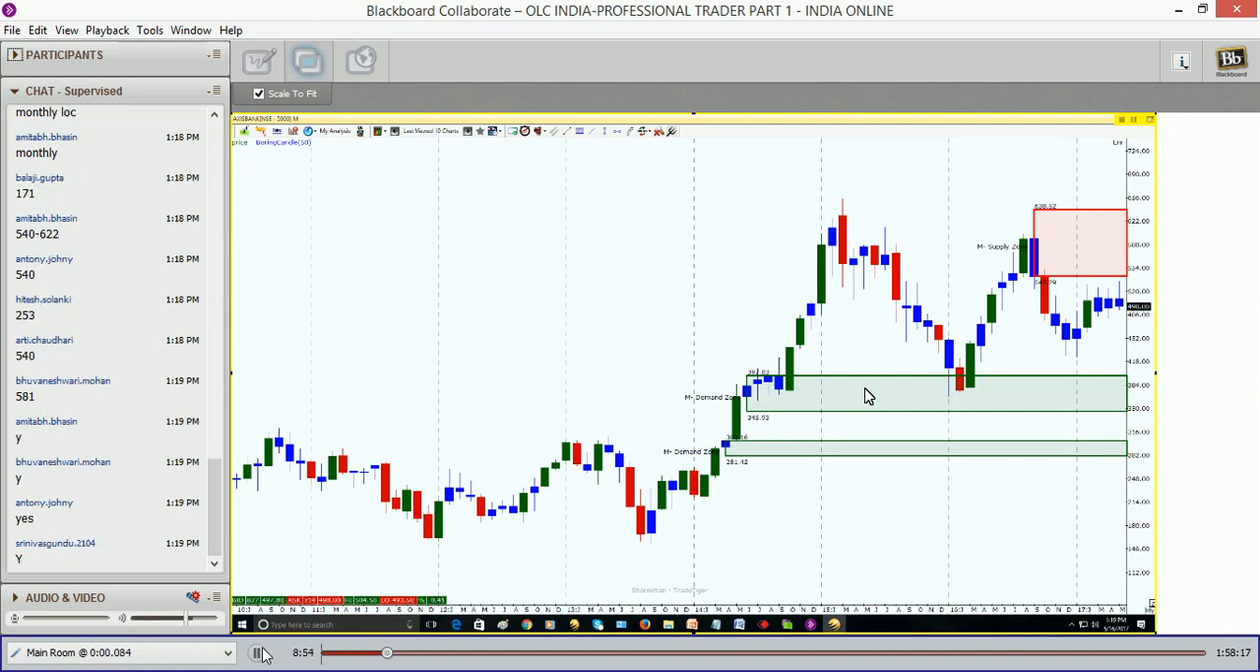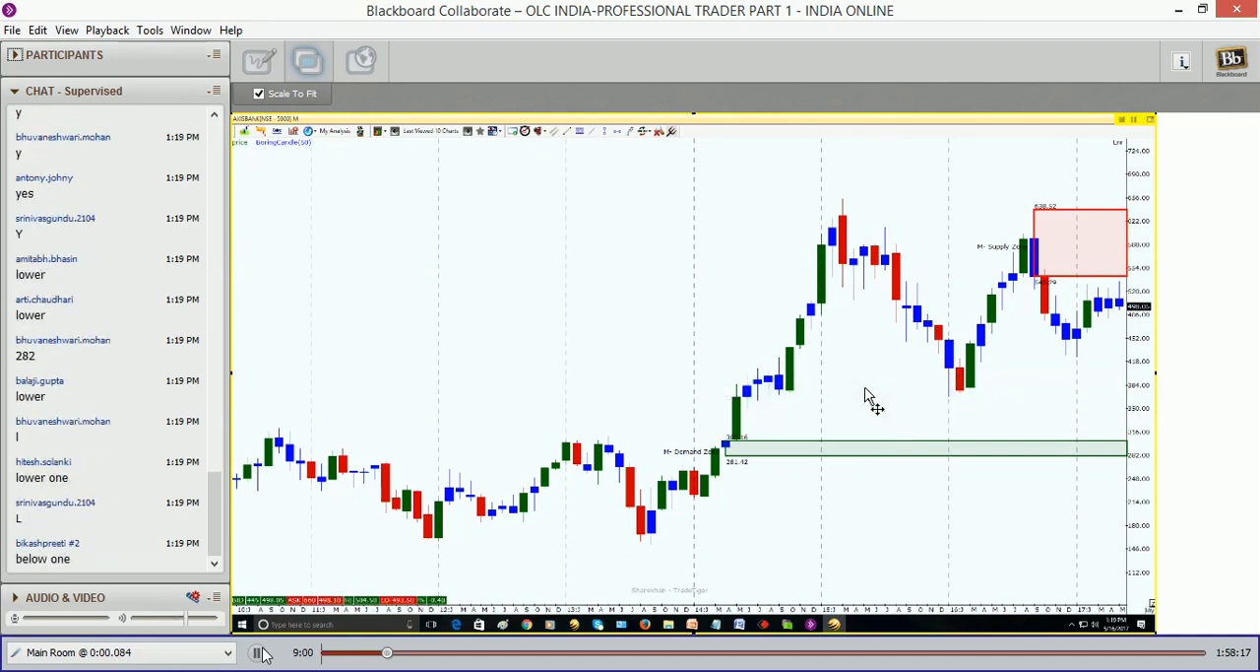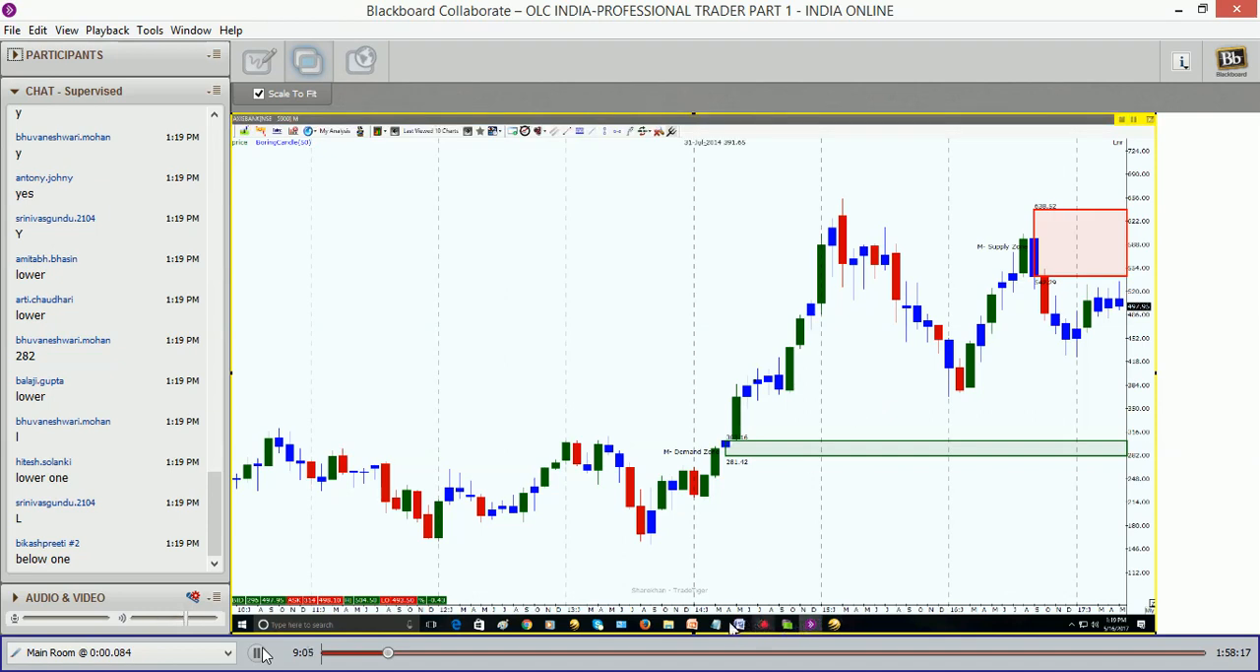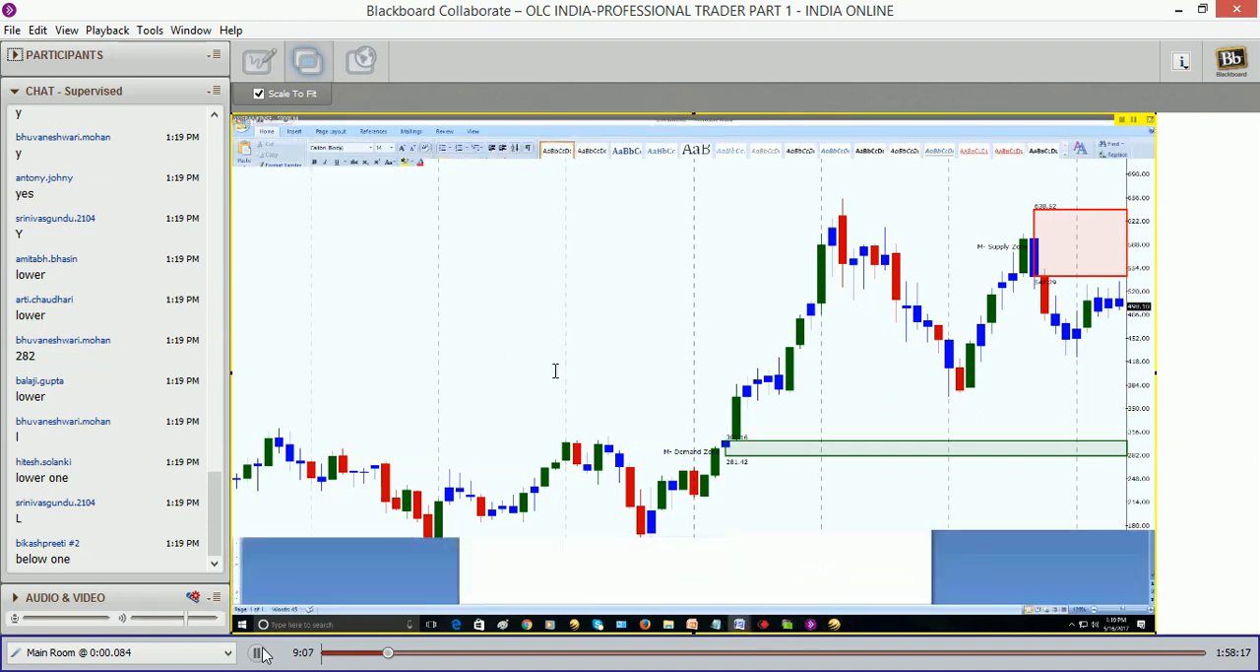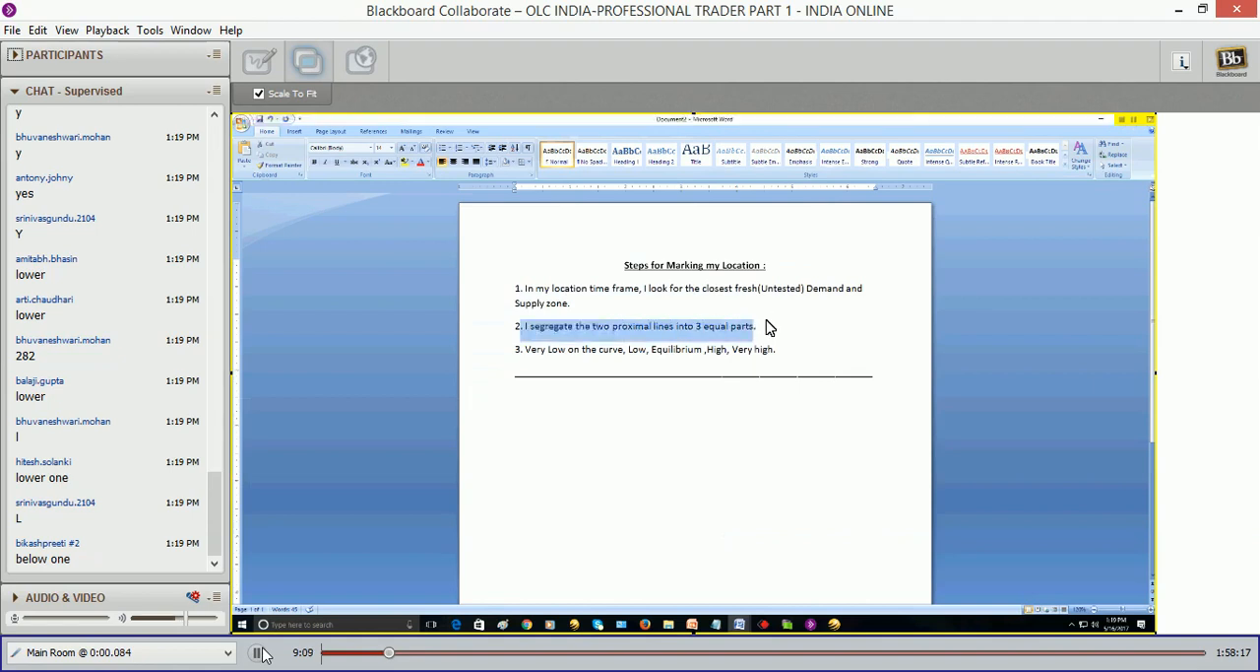Which would be my closest untested demand? The upper one or the lower one? The lower one, because the upper level is tested. What is step number 2? Step number 2 says that I segregate the two proximal lines of the zones into 3 equal parts.